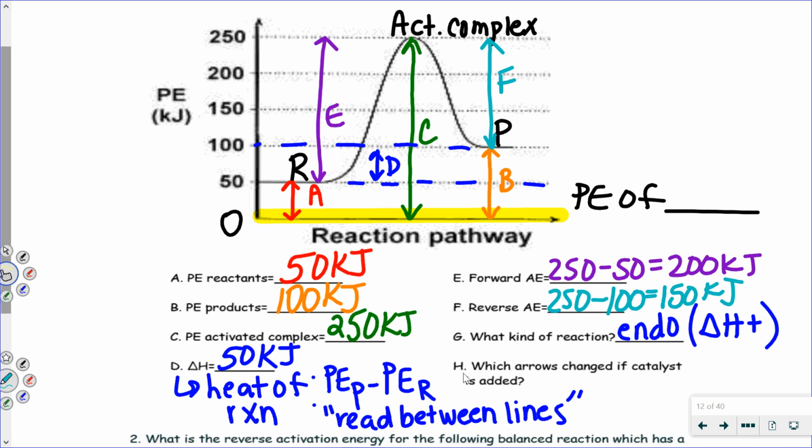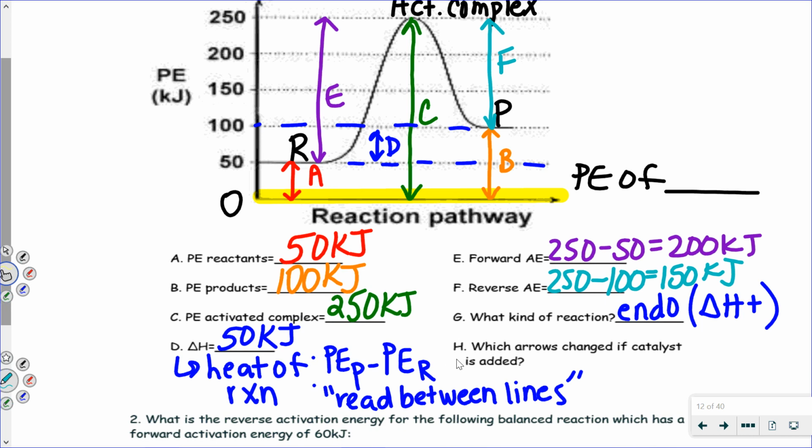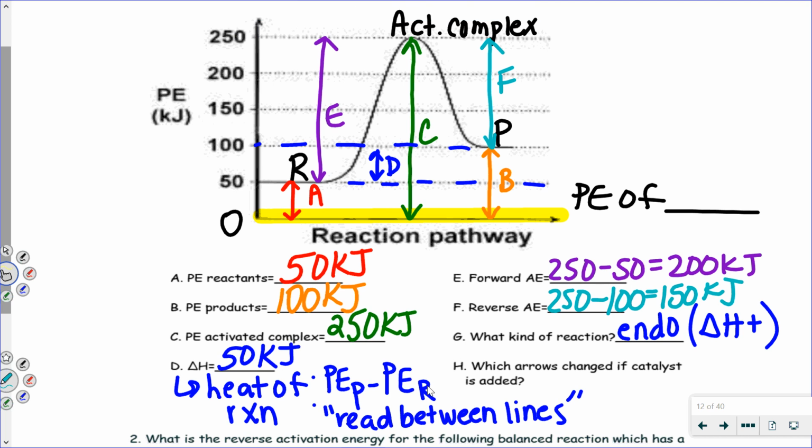And then the last question this wants answered is which arrows change if a catalyst is added. Now, a catalyst, remember, does not change where you start or where you end up. It simply takes this curve and lowers it. So I can actually draw a catalyst kind of does that. If you want to label that catalyst. Now, which curves touch the top of the curve and would be affected by that?